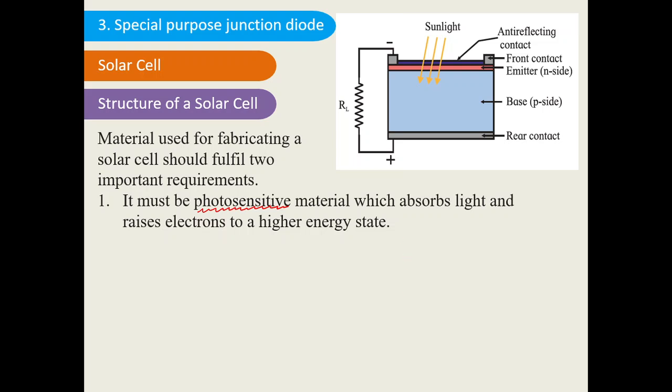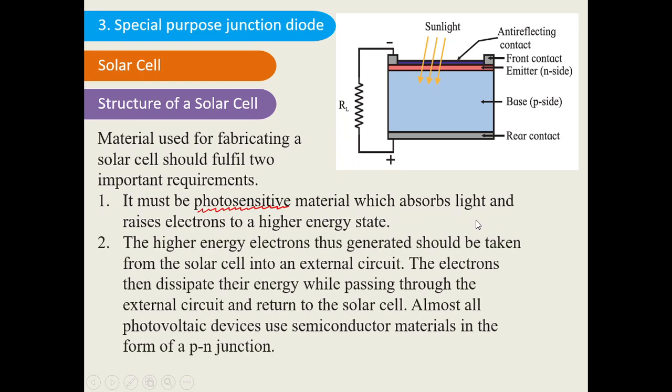Whenever photons are incident on this depletion region, it will emit charges. In the semiconductor, the charges are free electrons and holes, so they have to generate free electrons and holes. So it must be a photosensitive material. That means it absorbs light and raises electrons to a higher energy state. Higher energy state means the conduction band, so the electron will get free and be available in the higher energy state.